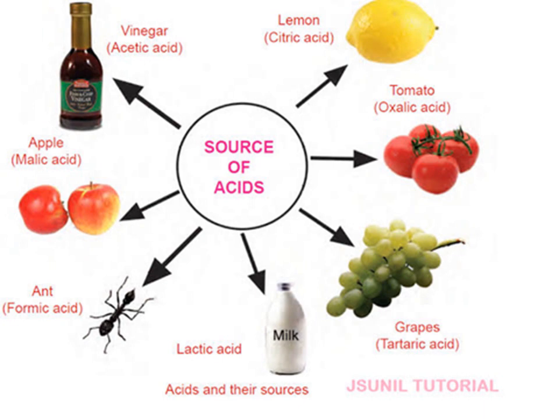So the next is tomato. Tomato also has oxalic acid. Then grapes. Grapes have tartaric acid. Then tamarind. Tamarind we use in our daily life, and tamarind also has tartaric acid. Both grapes and tamarind have tartaric acid. Keep it in your mind. Then the next is milk. Milk is also acidic in nature. It has lactic acid.